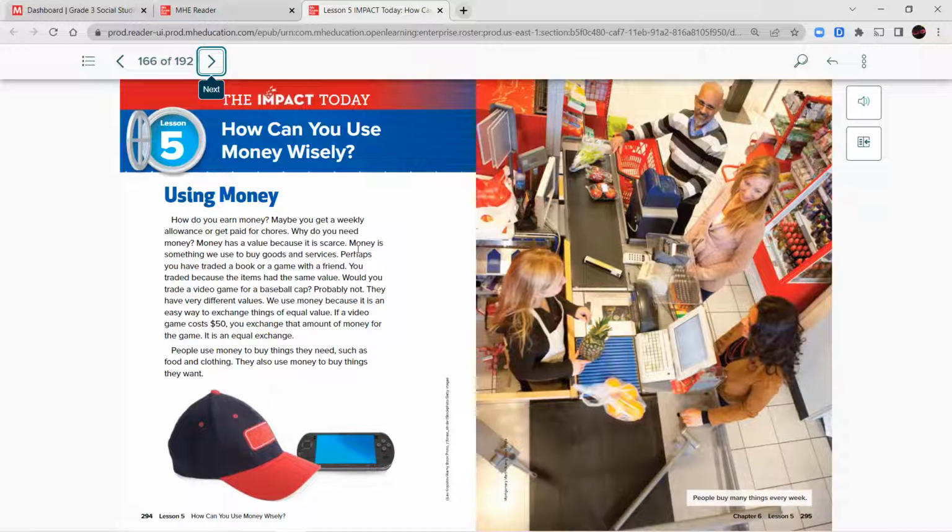People use money to buy things that they need, such as food and clothing. They also use money to buy things they want. Here in the picture, we can see that people buy many things every week.